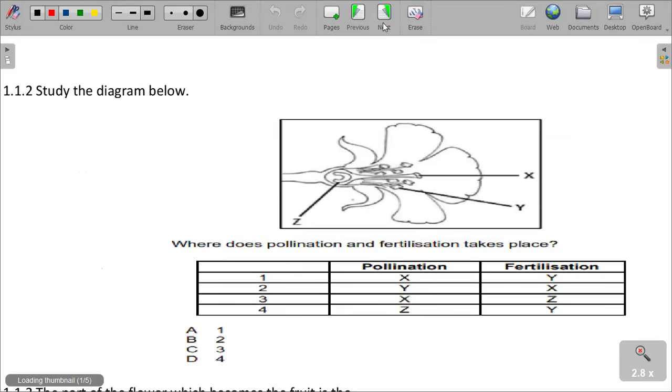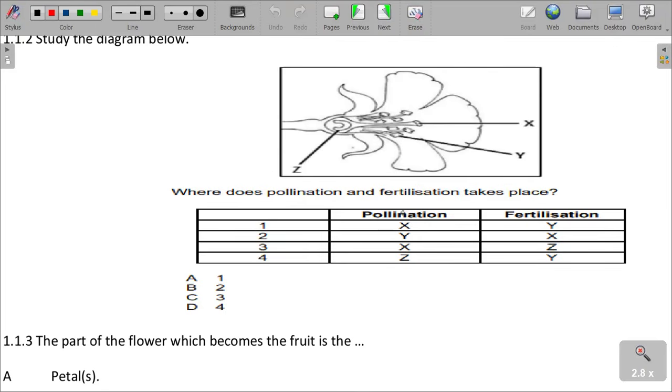We go to the next question. We are given the diagram of a flower. We need to understand where pollination and fertilization take place. We know pollination is the transfer of pollen grains from the anthers to the stigma. Fertilization is the fusion of the male and female sex cells in order to produce a new plant or a seed.